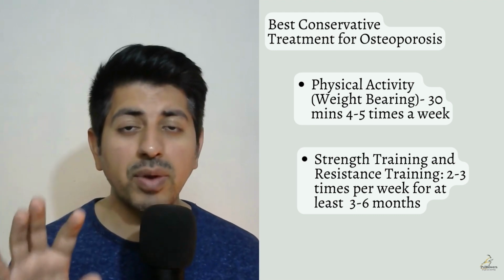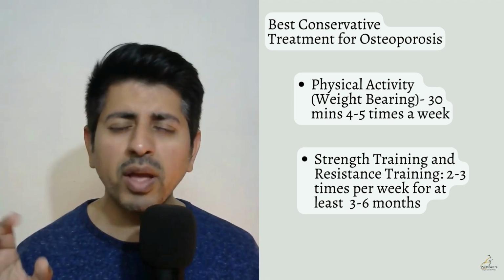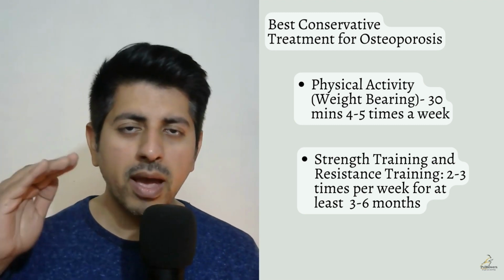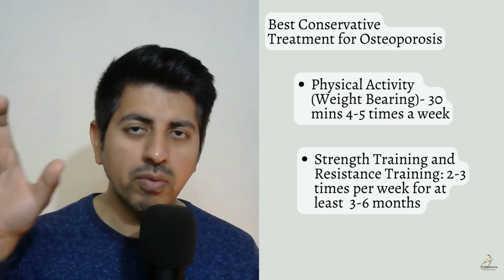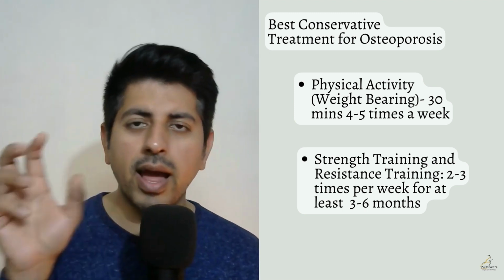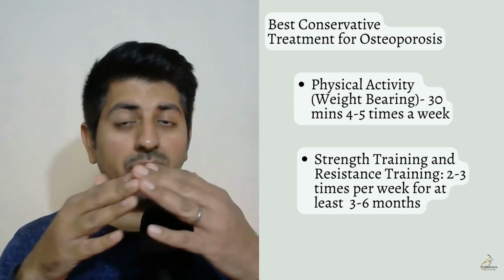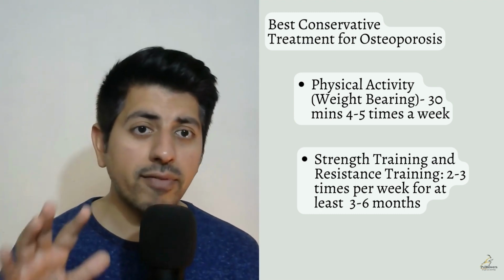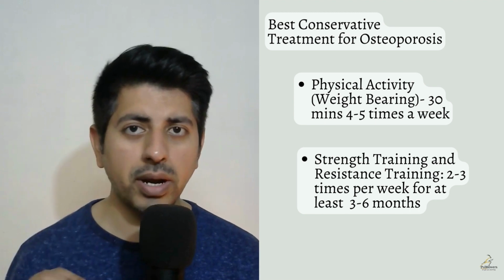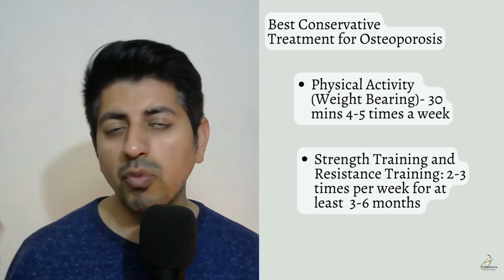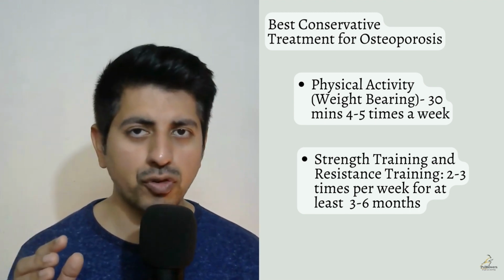So physical activity in terms of weight bearing, such as walking or a very light jog. Again, starting with a walk which starts light and eventually goes brisk in terms of speed. And if you do it for 30 minutes, 4 to 5 times a week, this is the best recommendation through which you can help prevent osteoporosis in the long run.